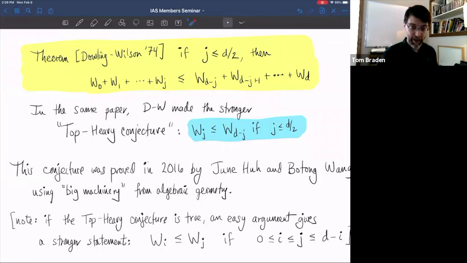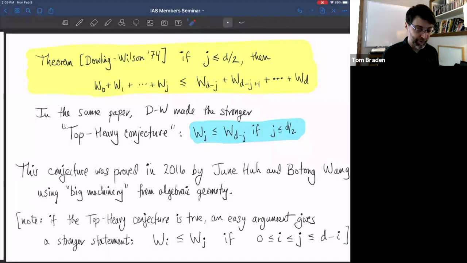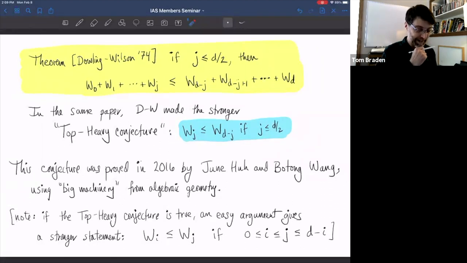So I think there were some intermediate results on this, but the real breakthrough came in 2016. The theorem was proved by Jun He and Botong Wang as a consequence of applying some big heavy technical machinery from algebraic geometry. And I'll discuss some of the steps of that proof in a little bit. This is now a theorem, and I'll just make a remark that the inequality that I wrote here is symmetric, where I take J from the bottom and D minus J from the top, exactly symmetric around the middle.